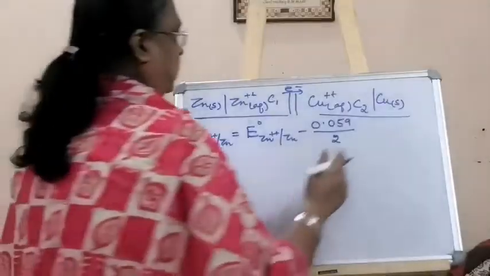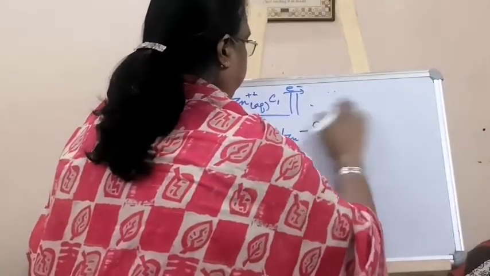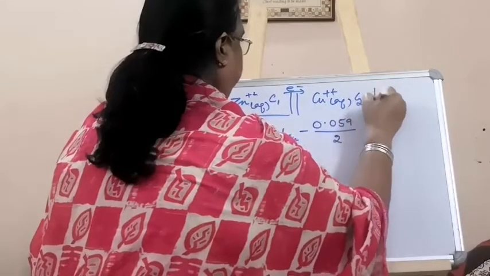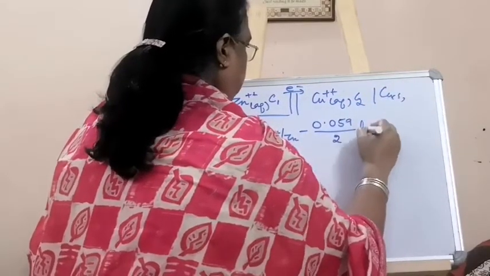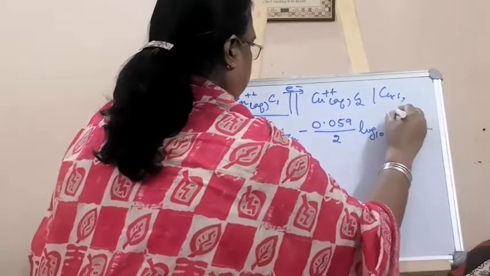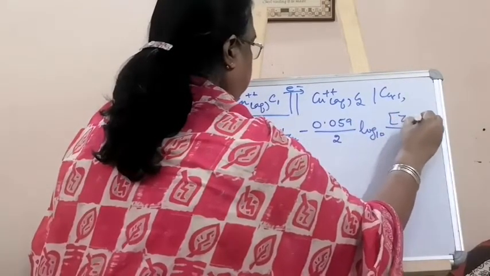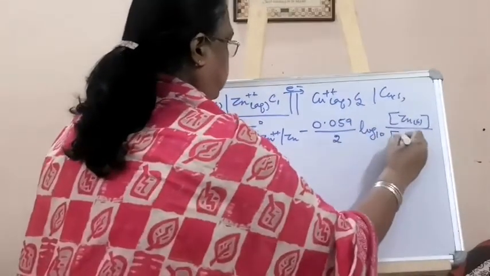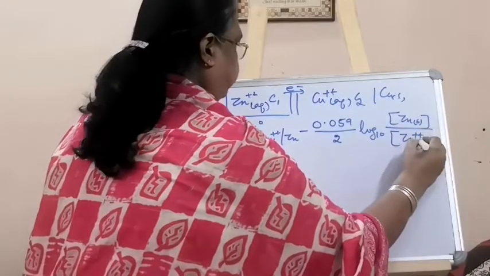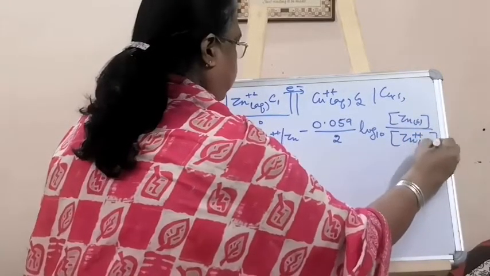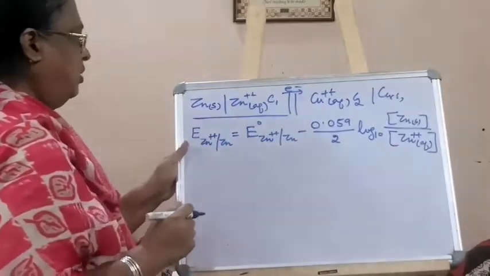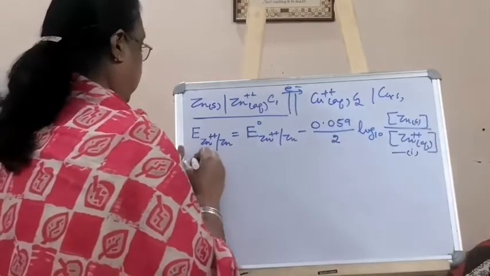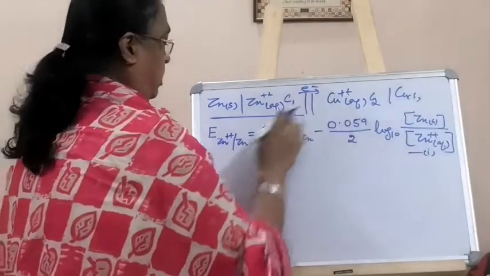And here we will have log base 10 of the concentration of zinc solid, the reduced state, over zinc ion aqueous, the oxidized state. So this is your equation 1. Then equation 2 will be for the other half cell.